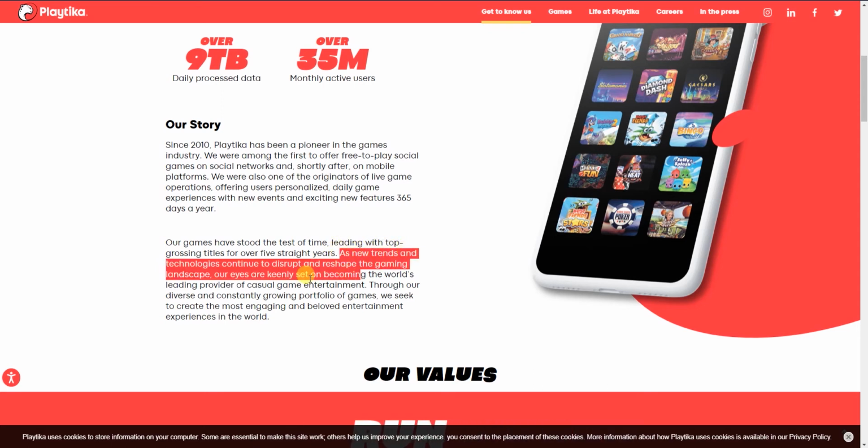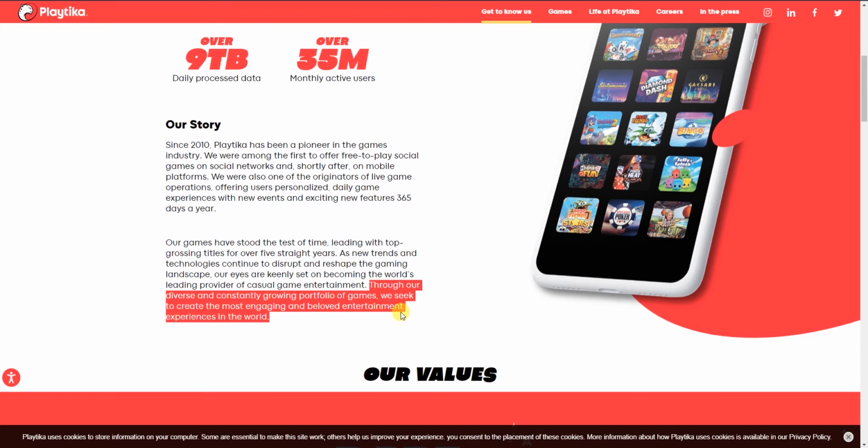"As a new trend of technology continues to disrupt and shape the gaming landscape, our eyes are keenly set on becoming the world's leader provider of casual games entertainment." The thing is, every company has a vision to dominate the world, you know, but how are we going to do that? Like, what makes you different?